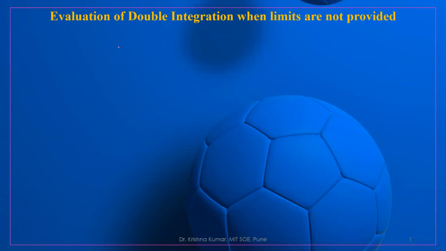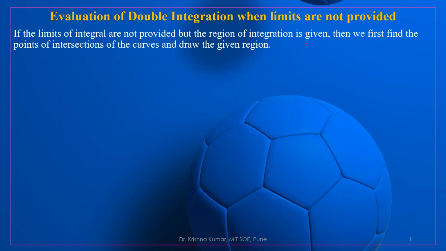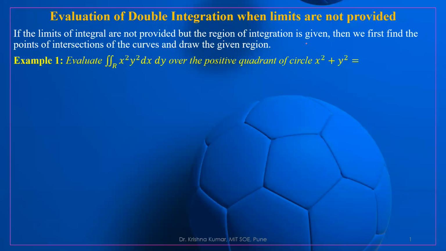Now let us come to the next part: evaluation of double integrations when limits are not provided. If the limits of integrals are not provided, but the region of integration is given, then we first find the points of intersection of the curves and draw the given region. And then we find out the limits of the integration. Let us take example number 1.